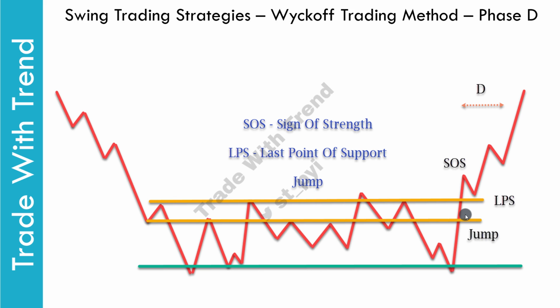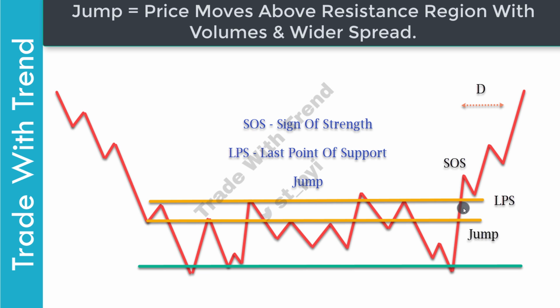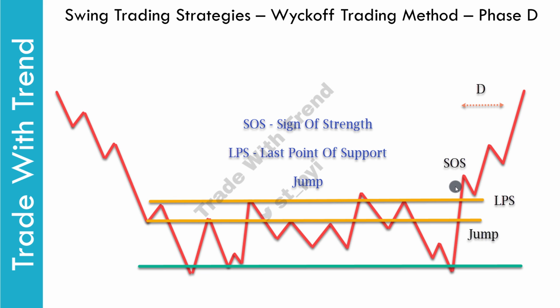So let us now move to phase D. The first thing that you will spot in this phase is marked as the jump. So the jump is when price will move above the resistance region of the range with volumes and range of candles seeing a noticeable pickup. Now at times when this range is breached, volumes won't expand, but in general always look out for the spread of candles to widen and for volumes to pick up. This would actually signify a strong presence of buyers within the system who are participating when the price is breaking out.